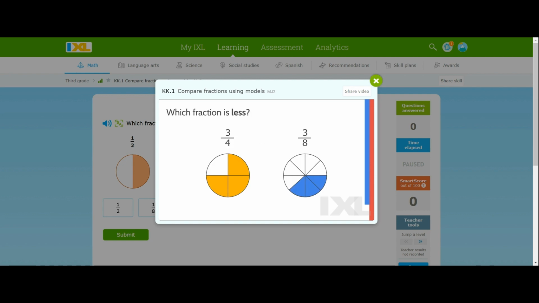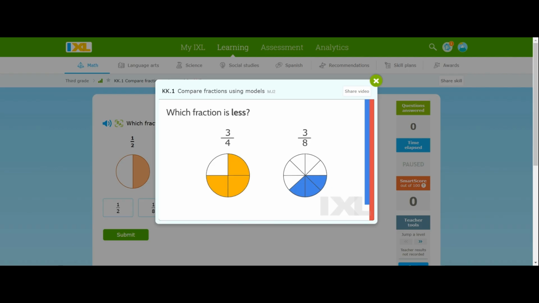Let's take a look at this example. Which fraction is less? We need to compare 3/4 and 3/8. In this problem, one whole is represented by a circle. The model for 3/4 has one whole split into 4 equal parts, and 3 of them are shaded. The model for 3/8 has one whole split into 8 equal parts, and 3 of them are shaded.